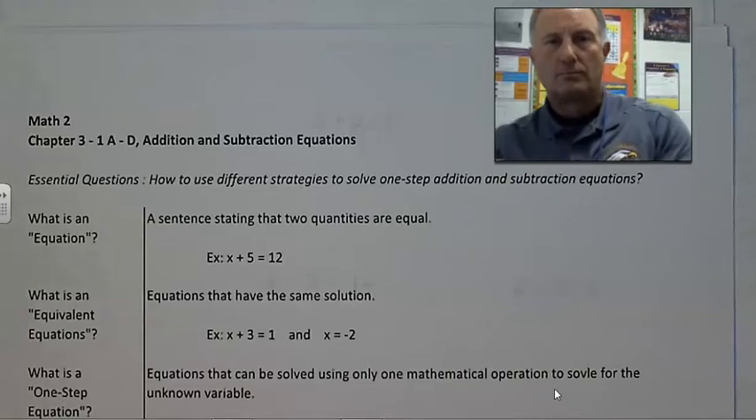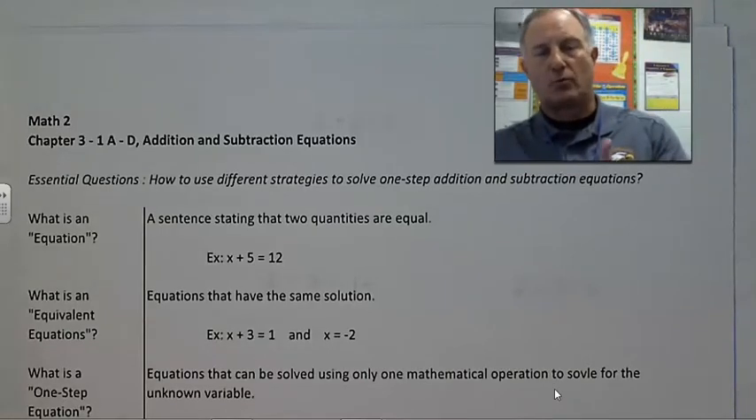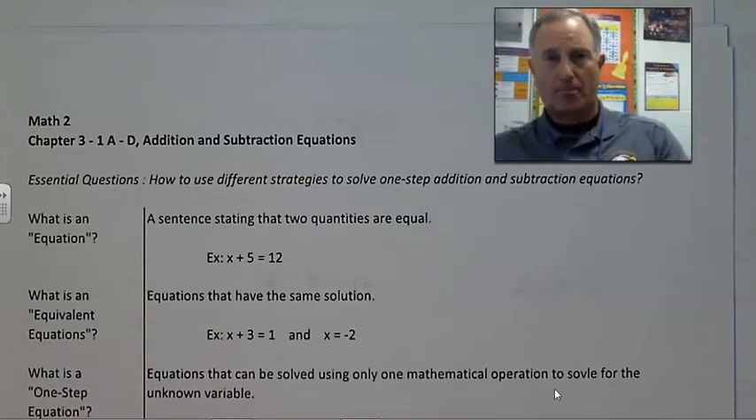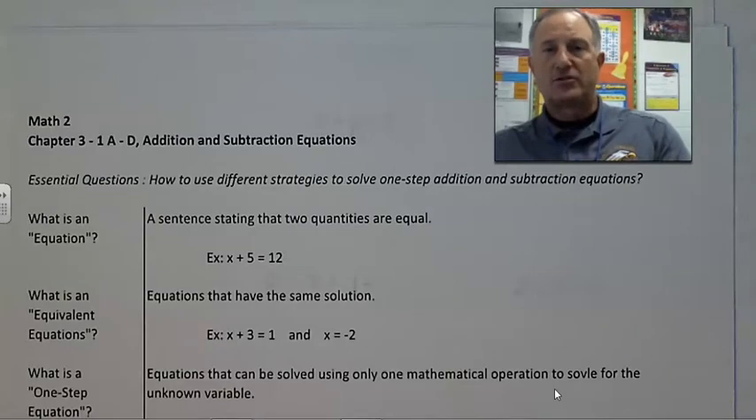All right, here we go. Chapter 3. We're going back a chapter because we skipped this last semester. Addition and subtraction of equations. We're going to be solving for variables. And the essential question here is, how do you use different strategies to solve one-step addition and subtraction equations?